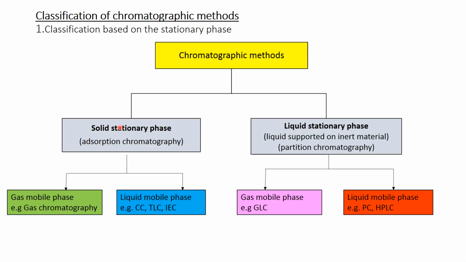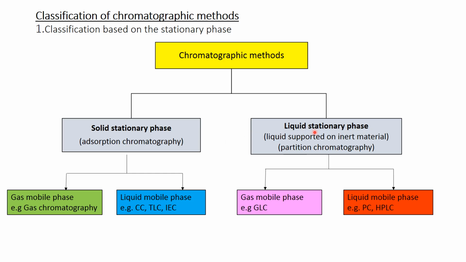Once you have chosen solid as a stationary phase, you have two choices for the mobile phase: gas or liquid. The technique in which gas is used as a mobile phase and solid as a stationary phase is gas solid chromatography. And the techniques where liquid is used as a mobile phase and solid forms the stationary phase, for example, are column chromatography, thin layer chromatography, and ion exchange chromatography.